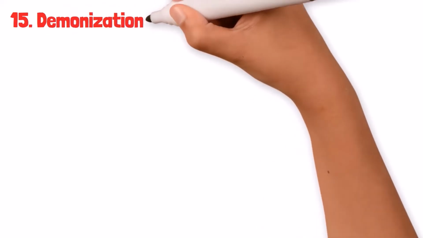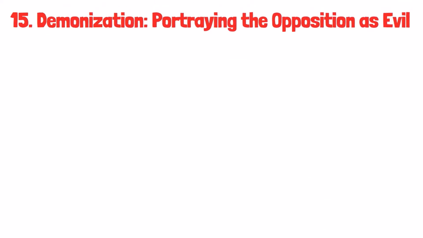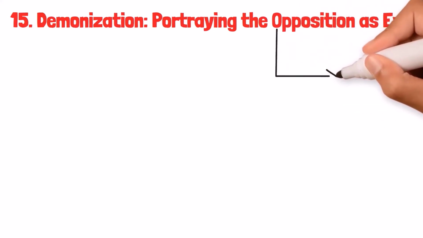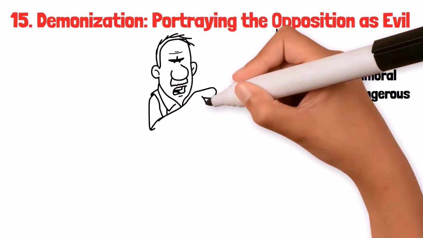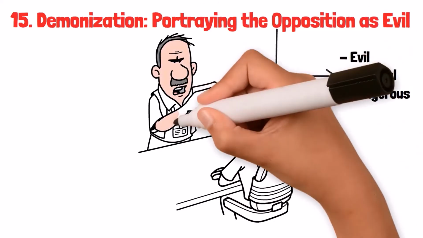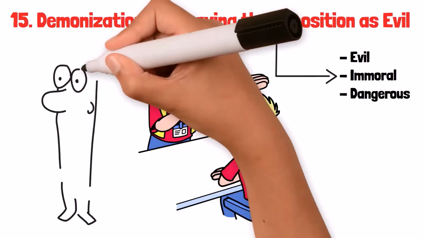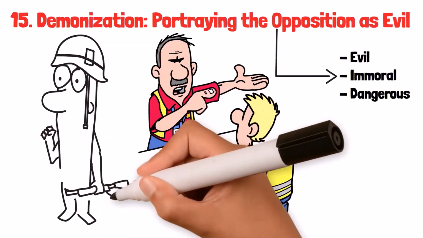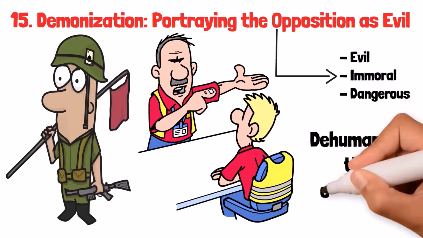15. Demonization, portraying the opposition as evil. Demonization is a technique where the opposition is portrayed as evil, immoral, or dangerous. This creates a clear distinction between us, the good, and them, the bad, justifying extreme measures against the opposition. For instance, during wartime, propaganda might depict the enemy as barbaric or subhuman to rally public support for the war effort and dehumanize the opponent.